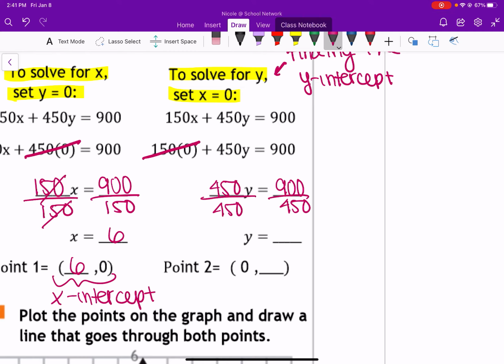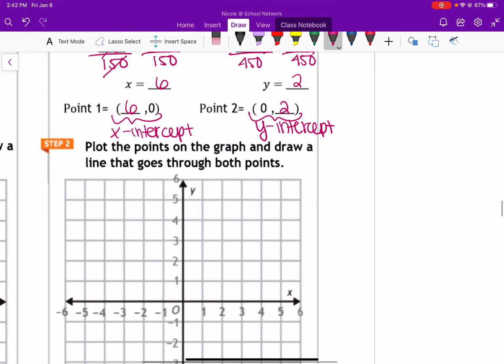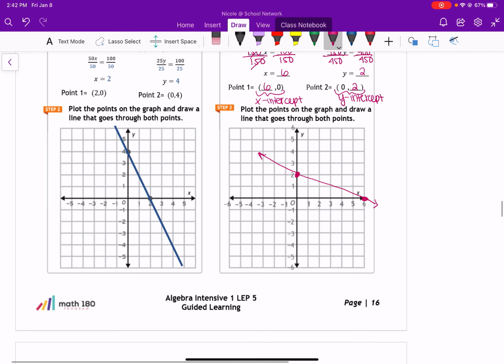So 900 divided by 450. That's 2, so 0, 2. This is our y-intercept. And we only need 2 points to graph a line. So we have 6, 0 over here, 0, 2 over here. Here are my 2 points, and then I connect them. You can use the tools on Kami to make it straighter, but essentially that's what our graph looks like.